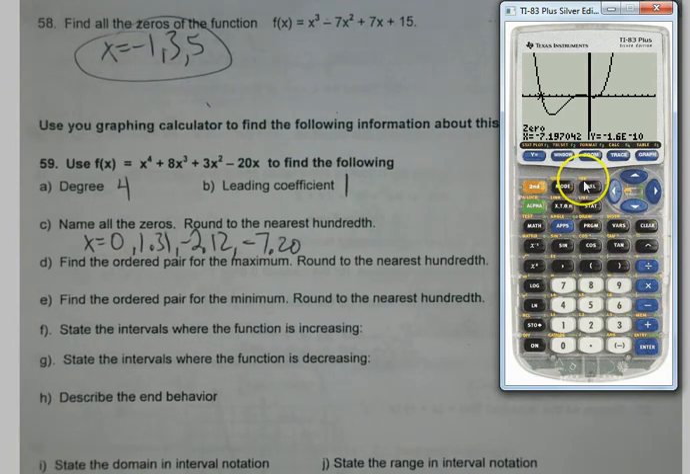Find the ordered pair for the max. You're like, wait a minute, the max? I see the min. Well, let's find that first then.